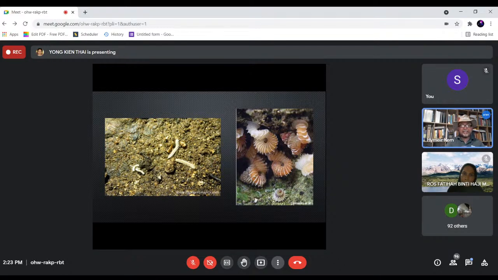Basically, there are a lot of snails that are found only on limestone. I think Ruben and Jun Kit, they estimate 50 to 75% of land snails in Malaysia are found only on limestone and nowhere else. Next, please.